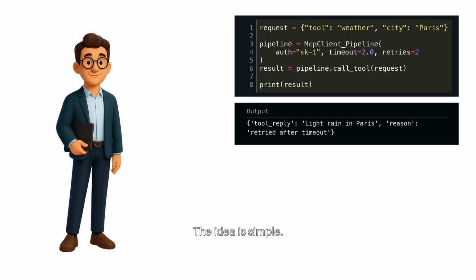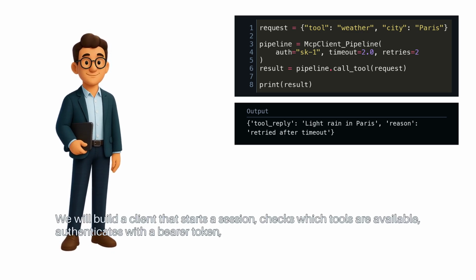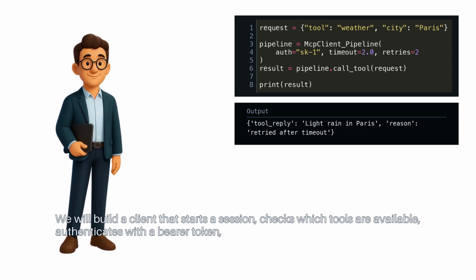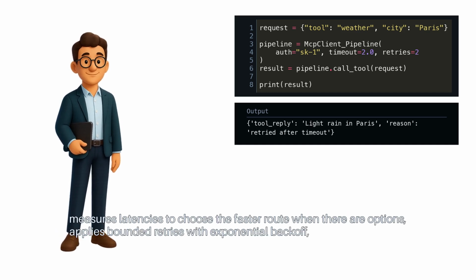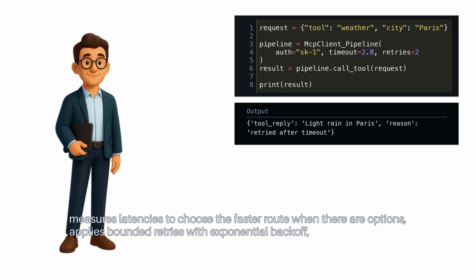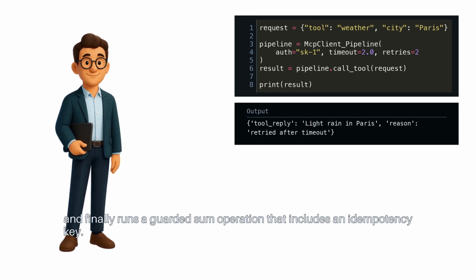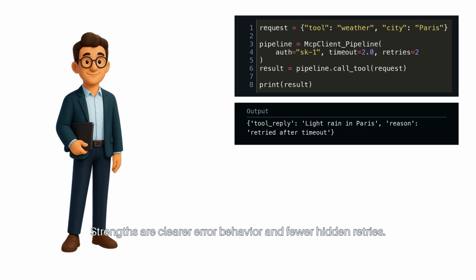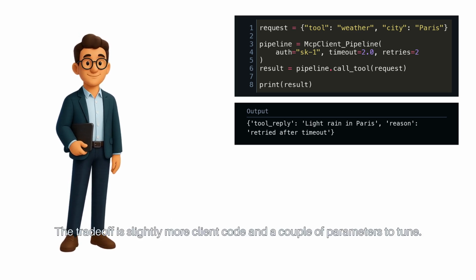The idea is simple. We will build a client that starts a session, checks which tools are available, authenticates with a bearer token, measures latencies to choose the faster route when there are options, applies bounded retries with exponential backoff, and finally runs a guarded sum operation that includes an idempotency key. Strengths are clearer error behavior and fewer hidden retries. The trade-off is slightly more client code and a couple of parameters to tune.